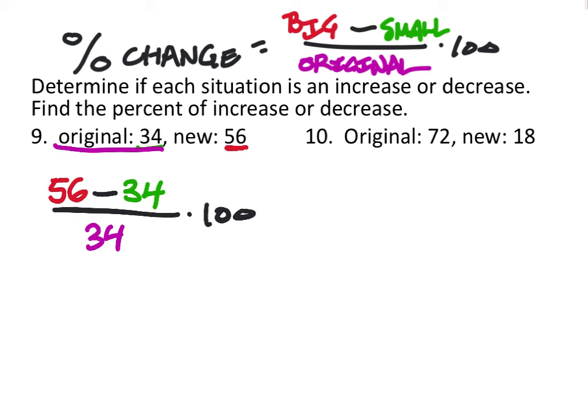Now, what this means is that for percent of change, we're always comparing the change to whatever it was in the beginning or the original value. So we don't usually compare percent of change based on the new value or the ending value. Always look at what it was originally. So yeah, I'm gonna use my calculator to put this in. N over D, 56 minus 34, then I go down to my denominator, 34, then I get out of the fraction, of course, multiply that by 100.